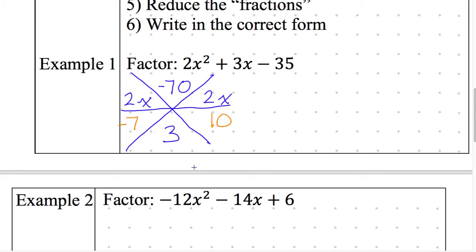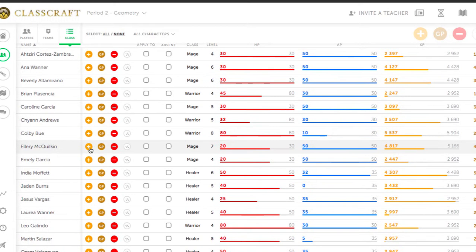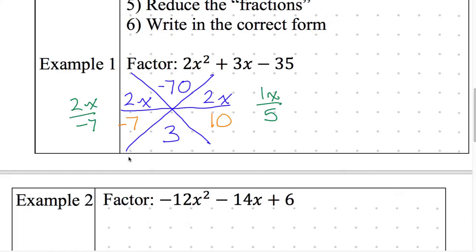Jaden, go for it. I put 1 over 1x over 5? For the right side? Oh yeah, so there it is. So this right side, as Jaden just told us, is 1x over 5. He reduced that fraction. And this left side cannot be reduced. 2 and 7 have no greatest common factor, so this is still 2x over negative 7. I cannot reduce the left side, but I can reduce the right side, and Jaden did that for us. So thank you, Jaden.